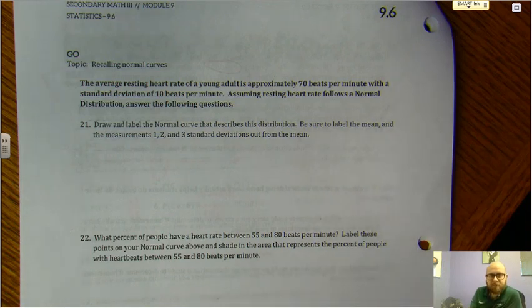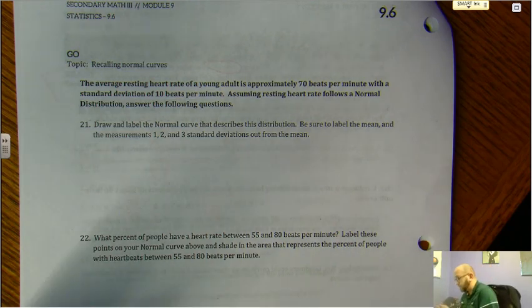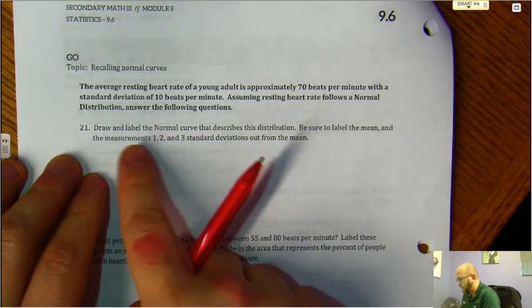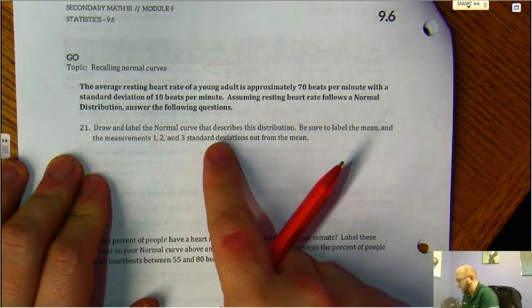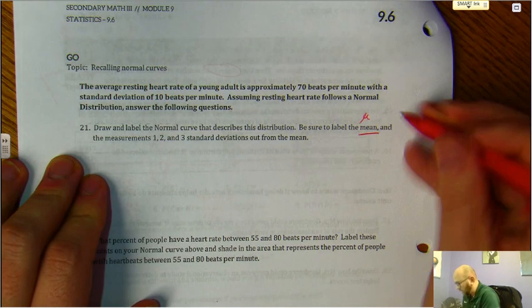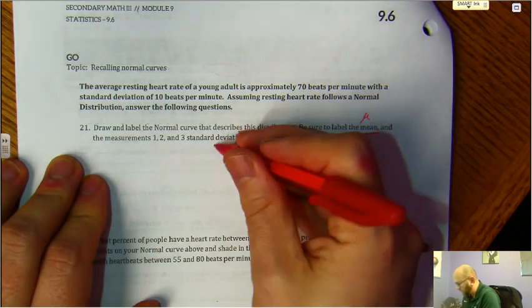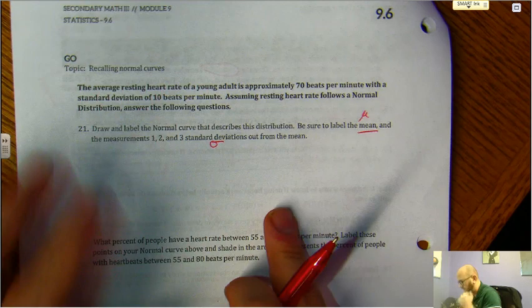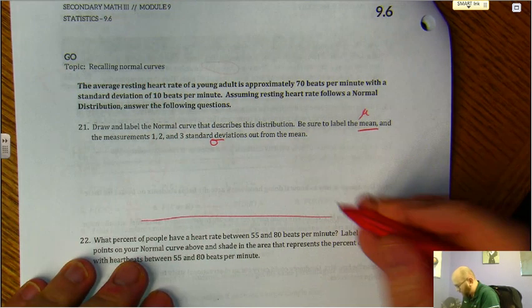So the average resting heart rate of a young adult is approximately 70 beats per minute with a standard deviation of 10 beats per minute. Assuming resting heart rates follow a normal distribution, answer the following question. So we know we've got a normal distribution here, and it wants us to draw and label the normal curve that describes this distribution. It wants us to label the mean, which is our mu, and the measurements 1, 2, and 3 standard deviations, that's our sigma, out of the mean. Sweet, I know how to do this.